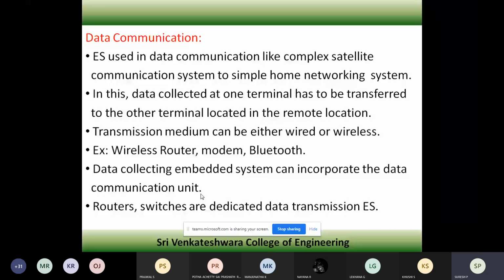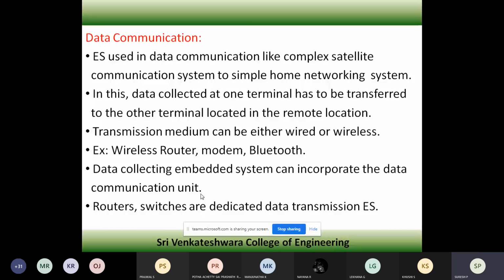Even the modem, you can use it for data collection or storage also. That is a representation you are doing, right? So in the company, with respect to that also, you can use the modem there. They give an example: data collecting embedded device systems can incorporate a data communication unit. Routers and switches are dedicated data transmission embedded systems. So your routers and switches come under dedicated data transmission embedded systems.